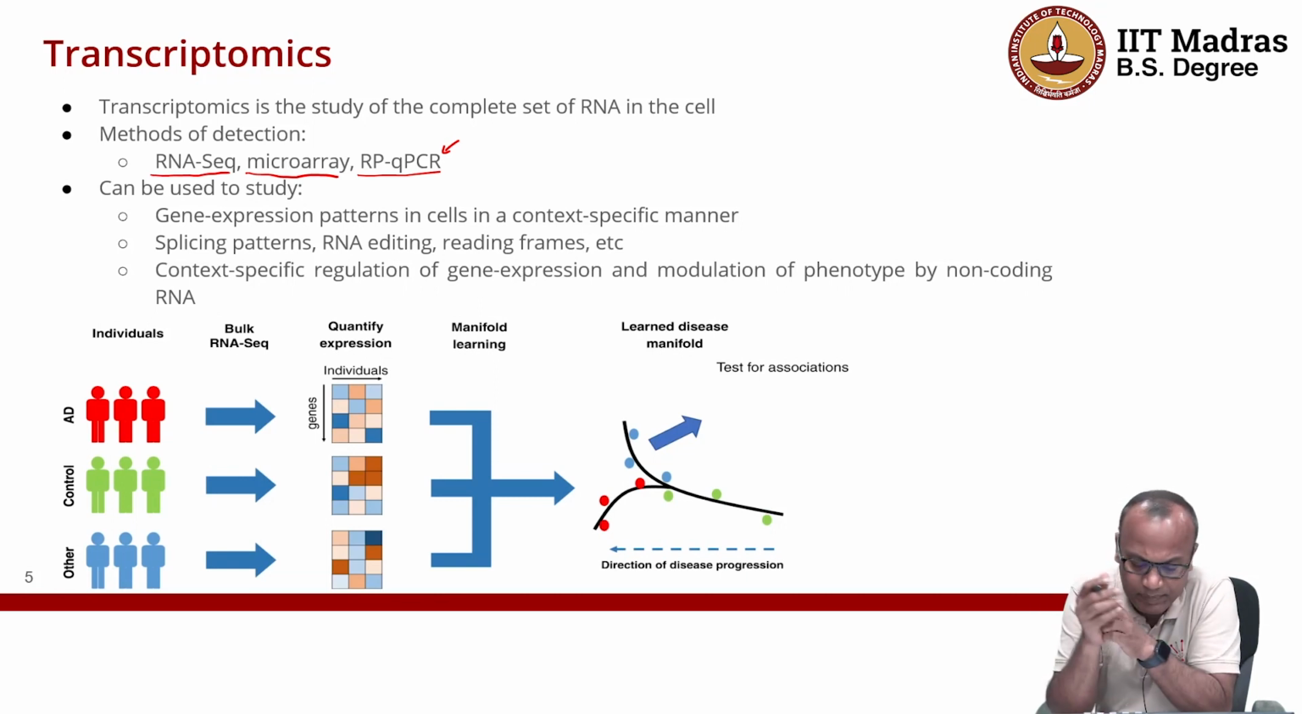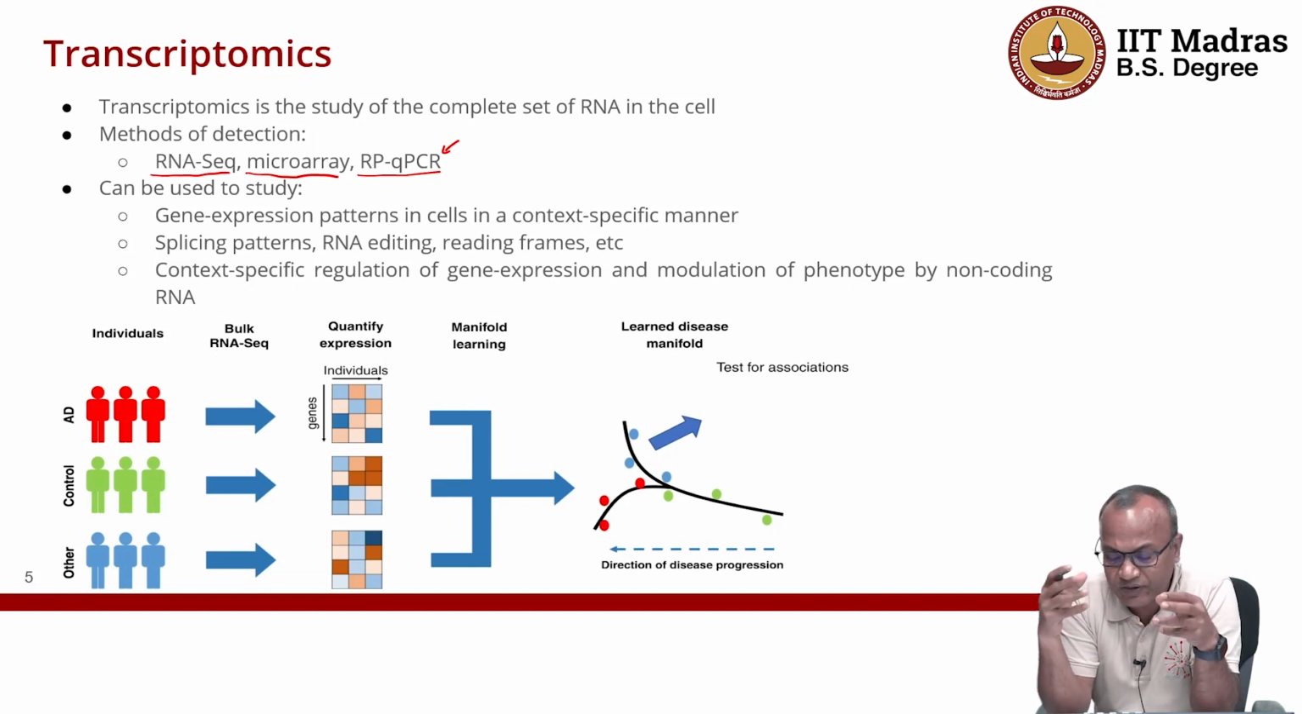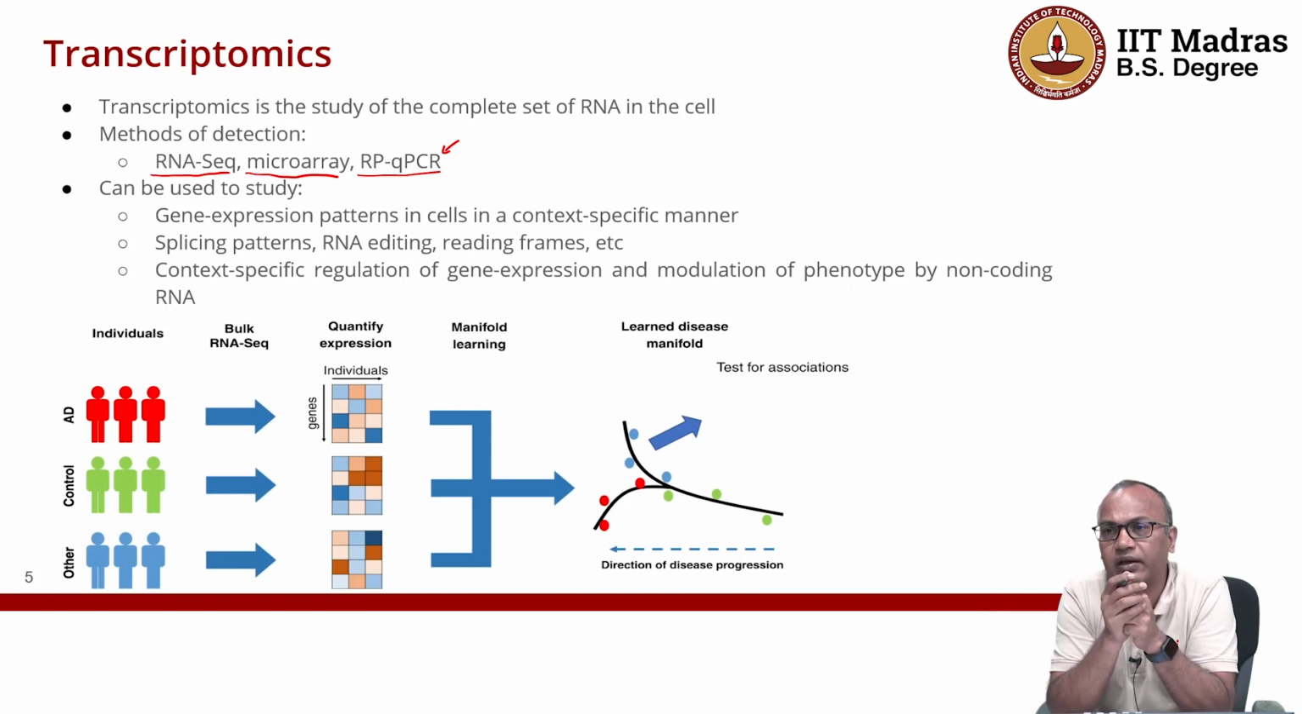Similarly, RNA editing patterns can be seen. Many a time we see that different reading frames change. As we saw, each gene sequence can have 6 different reading frames, and reading frames also change. So all of this information can be determined using transcriptomics. Now, once you know the context specific gene expression, using epigenomics you can also start understanding the difference in the regulation of that.